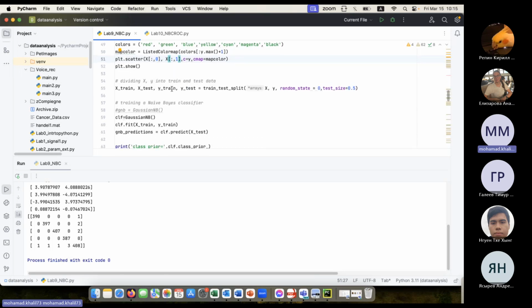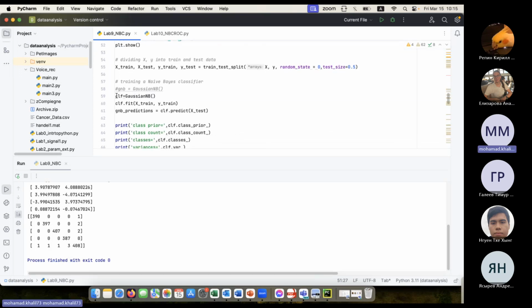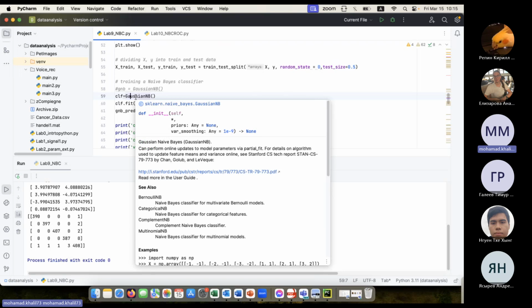Now we divide the data into train and test: X train, X test, Y train, Y test. And classifier CLF equals Gaussian naive Bayes. Just like that. Gaussian naive Bayes is a classifier that can give you the mean and the variance of every data online. It calculates everything, like I explained in the class.